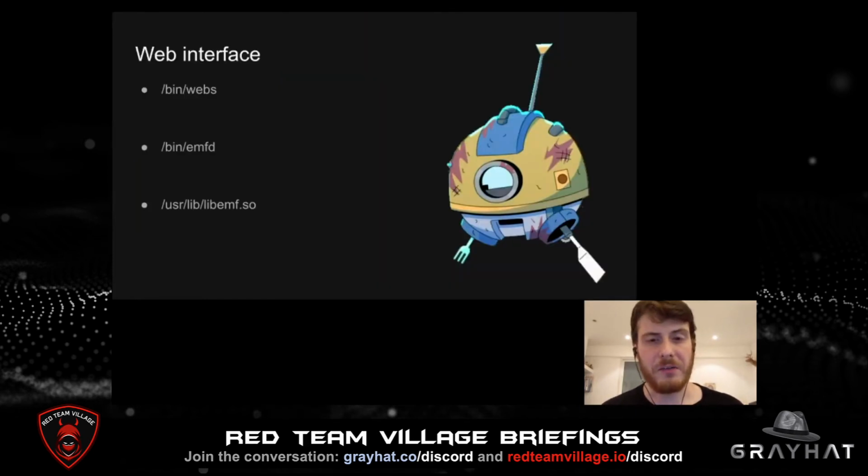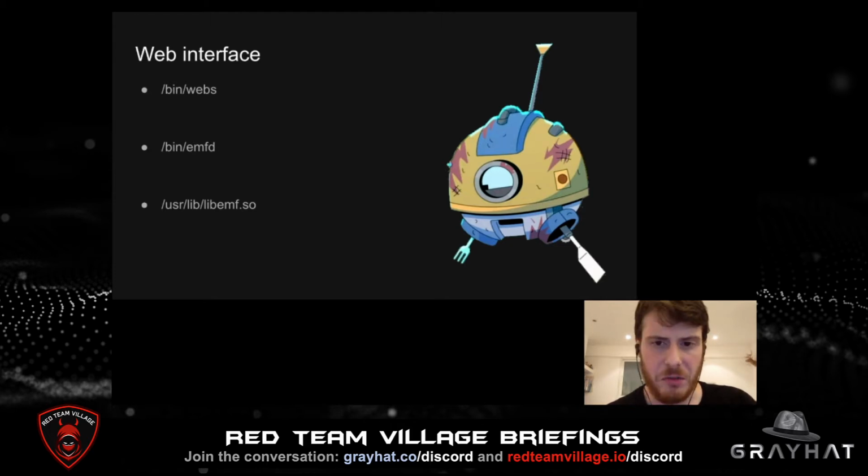Before I get into the vulnerability, I would like to do another quick recap of my previous talk just to create the right context. There are three important binaries in the web server interface. /bin/webs is the actual embedded web server. It handles HTTP requests and executes handlers according to its configuration. It then sends commands through a Unix domain socket to emfd.